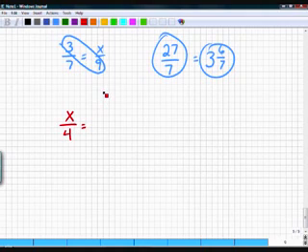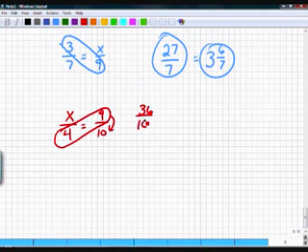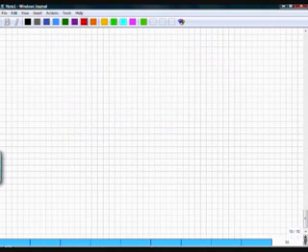X over 4 equals 9 over 10. What two numbers are across from each other? 4 times 9 is 36. What other number do you have? 36 divided by 10 is 3.6. 3 and 6 tenths. Same thing.